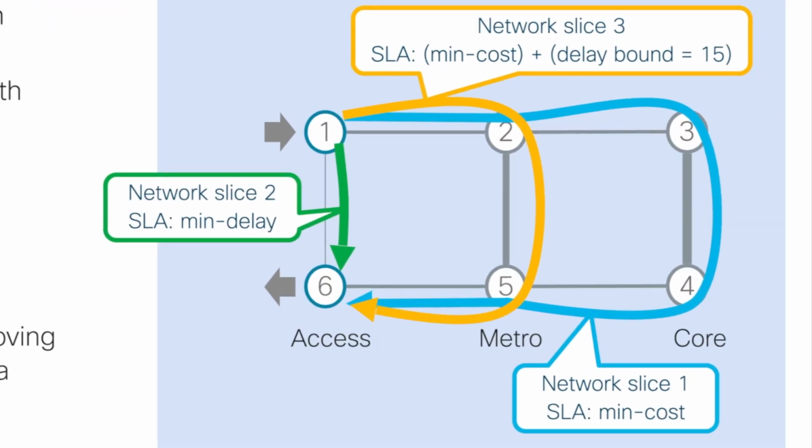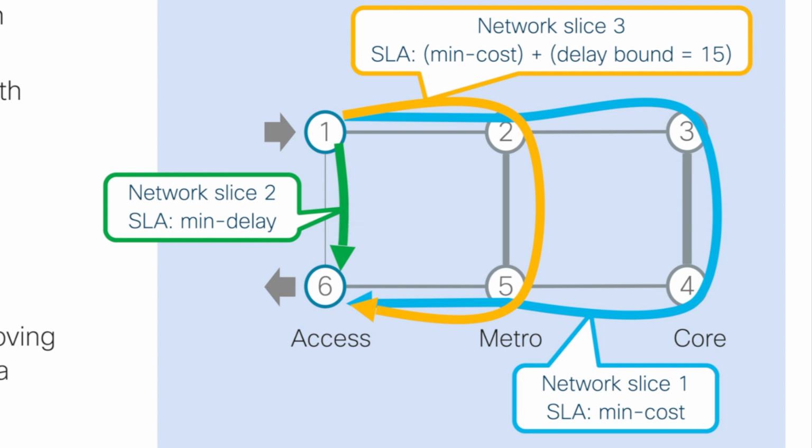So in the figure, the traffic that needs to go from 1 to 6 may actually minimize the cost, so the cumulative IGP metric, and it may go all the way from the access to the core and come back to the access node number 6. Or if the traffic needs to have the absolute minimum delay between the head end and the tail, it may just go straight from access node 1 to access node 6. But there you have very little capacity.